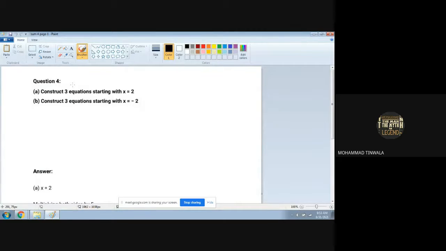Question number 4. Construct 3 equations. Any equations have to be made, taking x is equal to 2. Can I say 10 is multiplied on both the sides? X is equal to 2. 10 is multiplied on both the sides. So it will be 10x is equal to 2 into 10, 20. This is the first equation I formed.